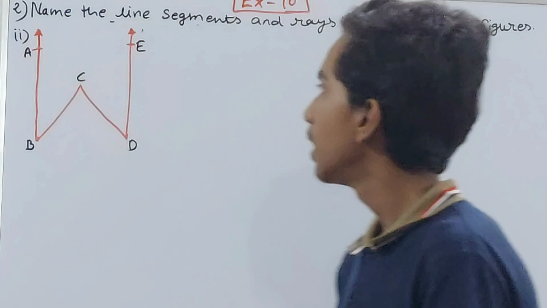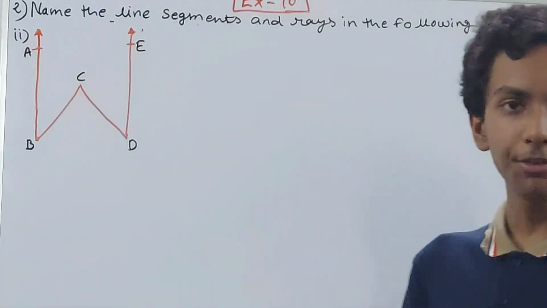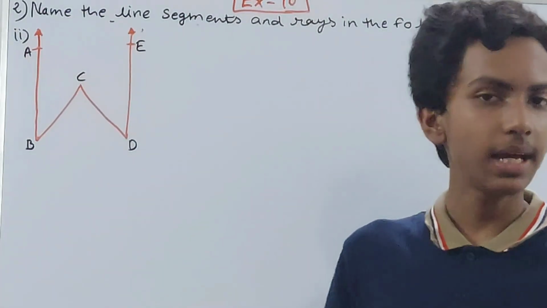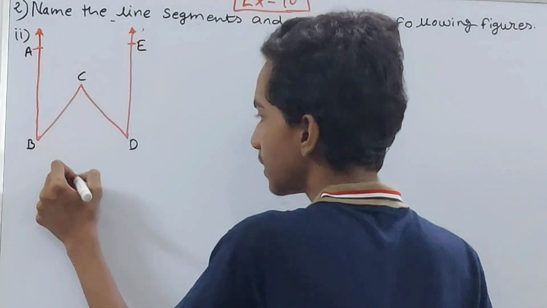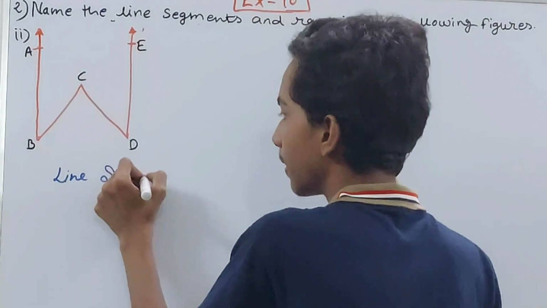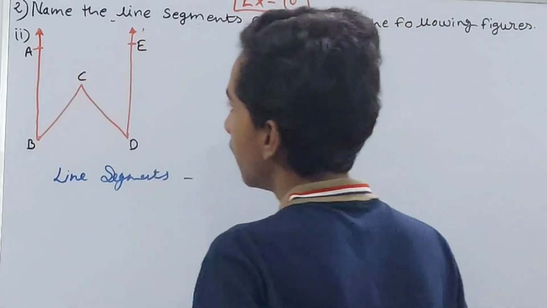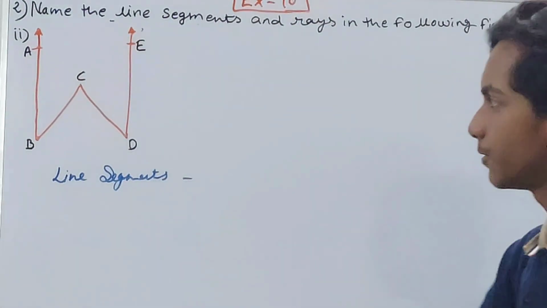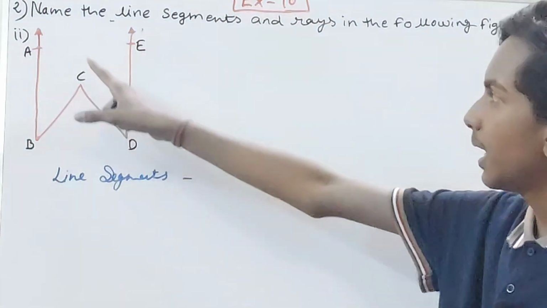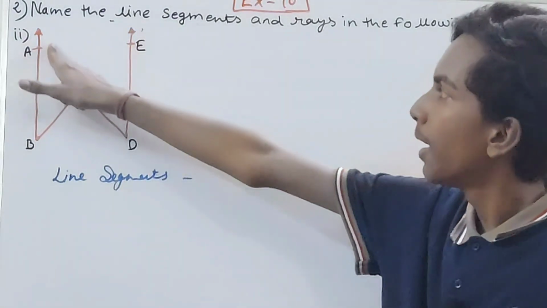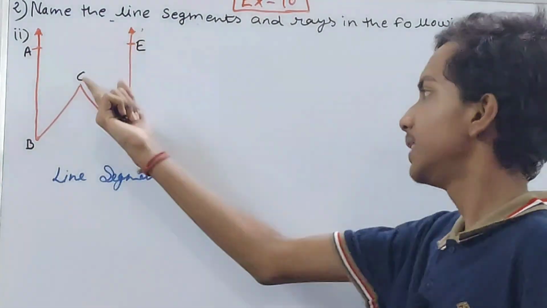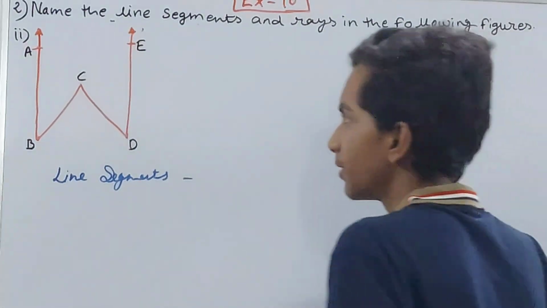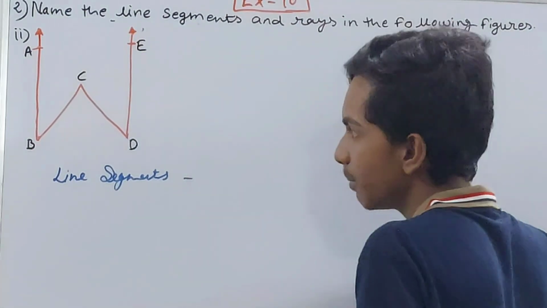Now see the next one, A, B, C, D, E. So you have to again name the line segments and the rays. Let's begin. I'll write the line segments first. So see what we'll have. First of all, you look for the points first. You can see A and E, again they are with the arrow, so we can't take them. Look for the other points B, C and D. So make line segments from this only.